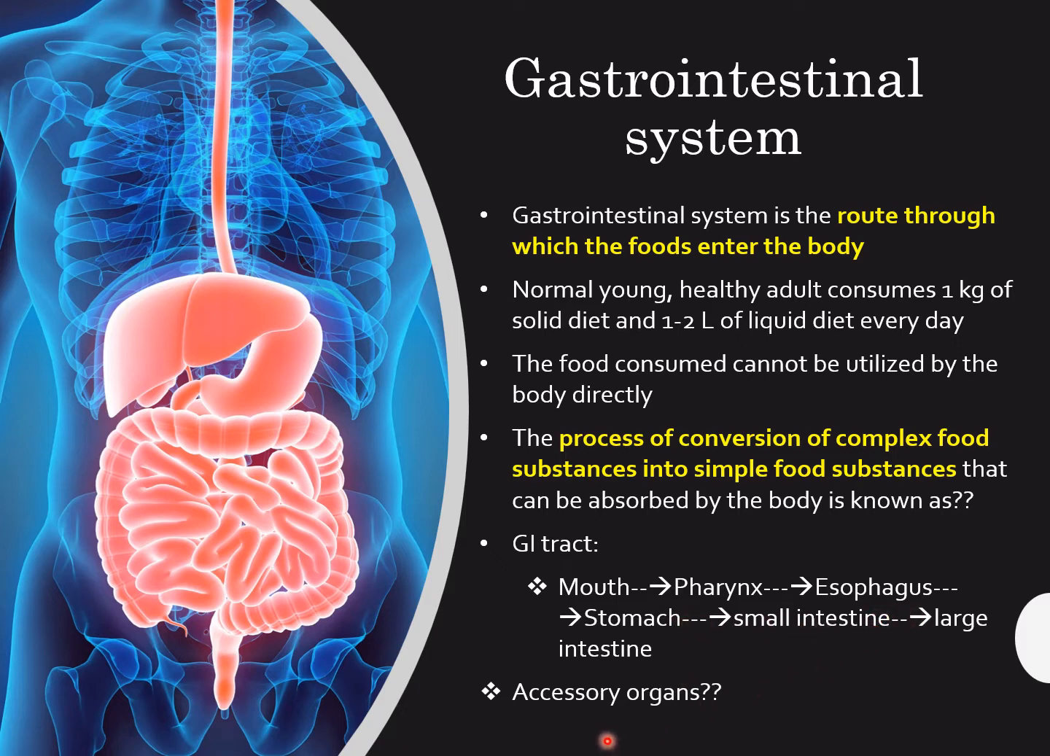What are accessory organs? Accessory organs ni macam teeth, gigi, tongue, lagi apa? Salivary gland, exocrine pancreas, liver and gallbladder. Accessory ni dia helping in digesting the food and helping the food to be swallowed and go through the GIT.